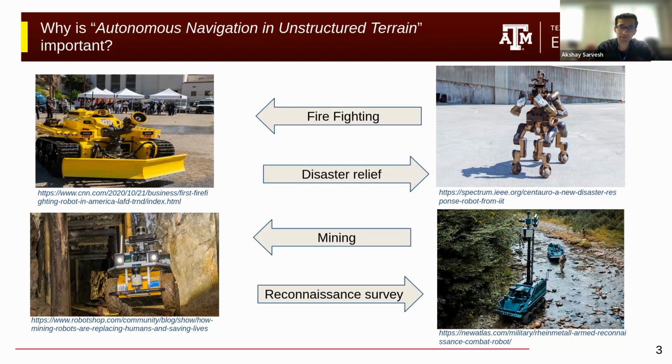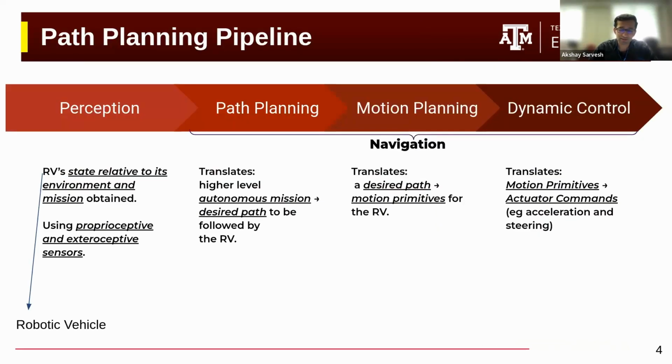But having motivated this problem, let me get to what the path planning pipeline really is. The pipeline could be described in two parts: perception and navigation. In perception, we have the robotic vehicle's state relative to its environment and mission, and that's obtained using proprioceptive and exteroceptive sensing. The next part is navigation. In navigation, we have three parts: path planning, motion planning, and dynamic control. Path planning typically translates a higher level autonomous mission to a desired path that the robotic vehicle follows. Motion planning translates this desired path into motion primitives for the robotic vehicle. And in dynamic control, the motion primitives are translated to actuator commands, for example, acceleration or steering.